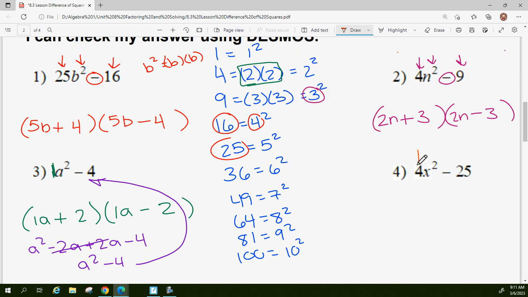One final one, I have 4, which is a perfect square. X squared is a perfect square. 25 is a perfect square. And I'm subtracting them. So I'm going to get parentheses, one with a plus, one with a minus. 4 is 2 times 2, so these are both getting 2's. X squared is x times x, so these are both getting x's. And 25 is 5 times 5, so these are both getting 5. So basically what I'm doing is I'm breaking up the factors and putting one in each parentheses.